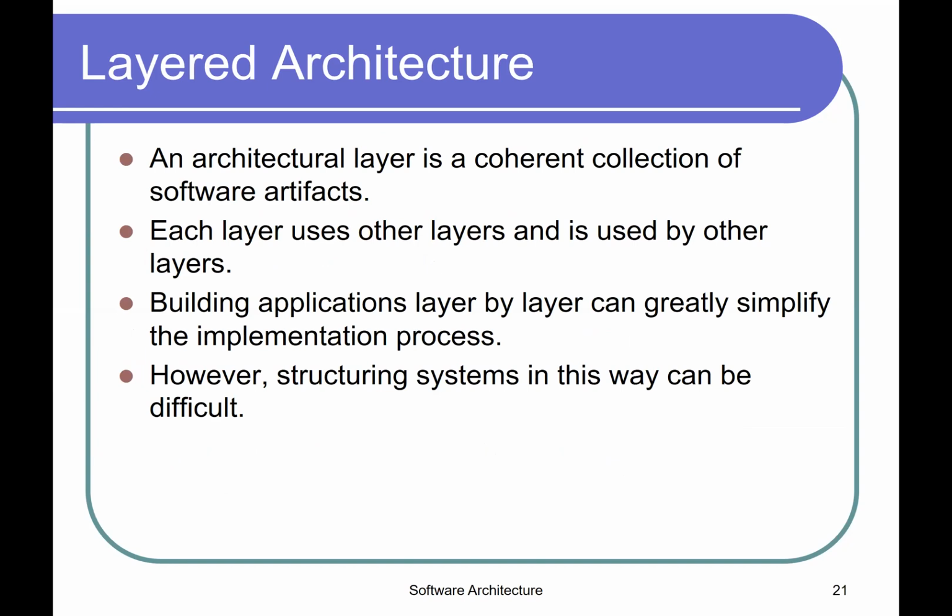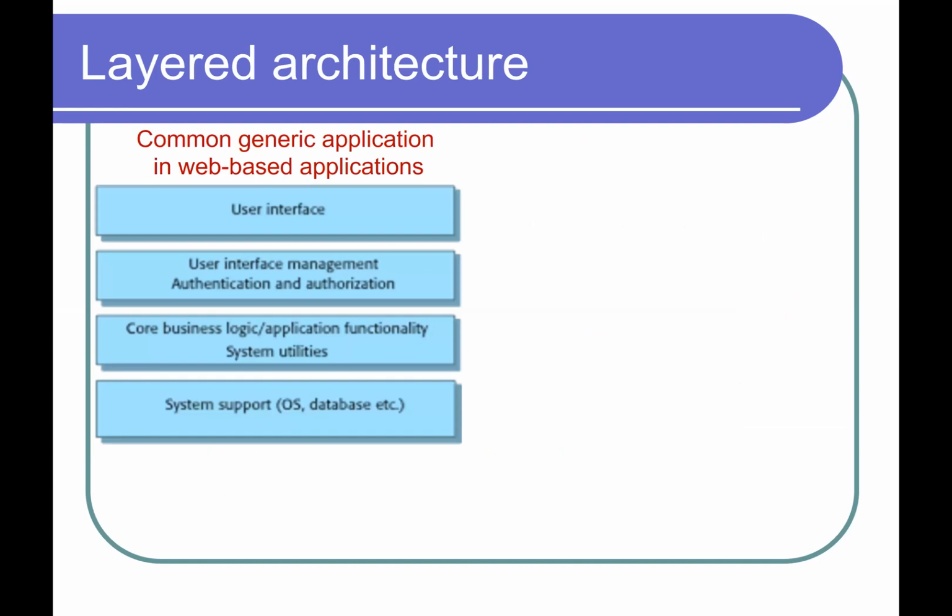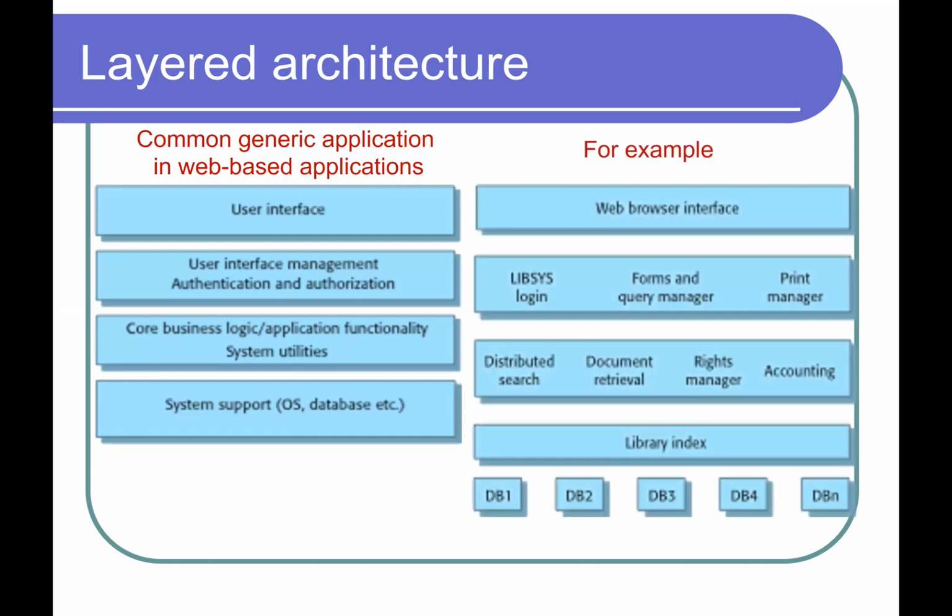Yeah, so that's basically the layered architecture. There's many examples of this. So you have the web browser interface for a system. Then you got the printing manager and the authentication stuff. And then you got the functionality that does the rights management, document retrieval, and so on. And then a functionality layer that just sits right above the index of a library, followed finally by the actual database. And you can see that database 1, database 2, database 3.